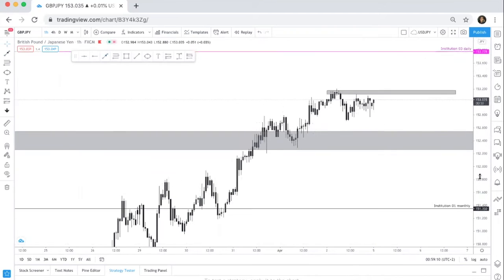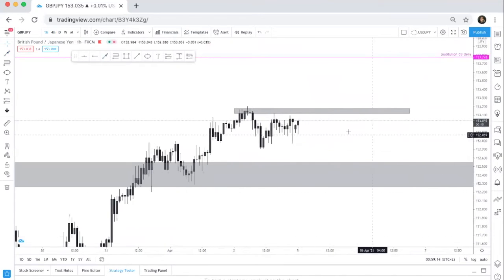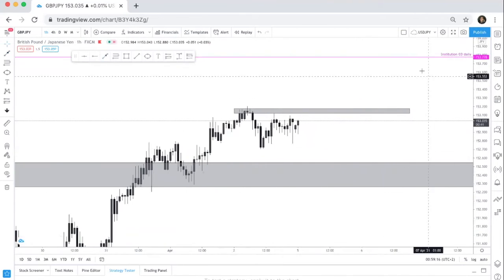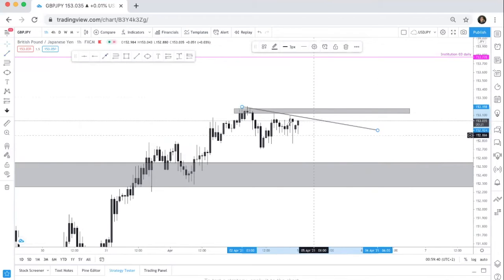What I would expect on this pair, however, is if we can possibly catch a move to the next daily level that I've got on my screen over here, I'd be looking for something like this. Let me do this first. As you can see, we are in some sort of consolidation right now in an uptrend. So what I do see on my side is a channel that we are trying to break.